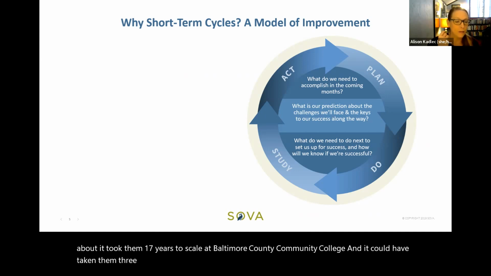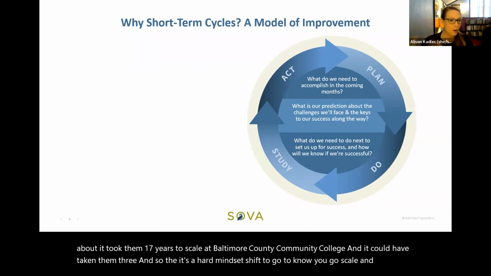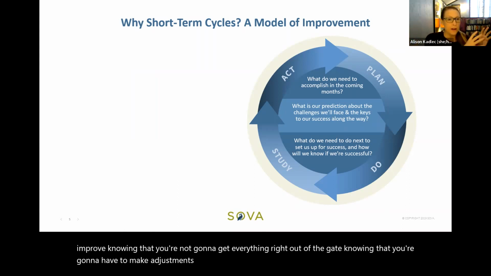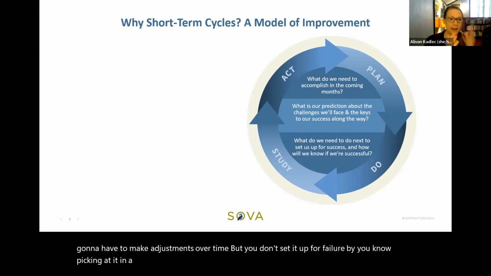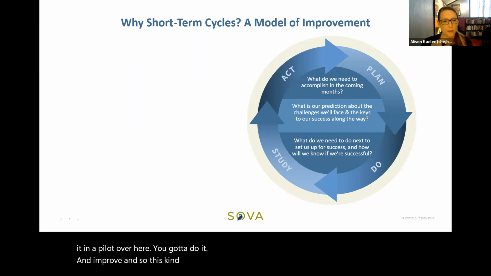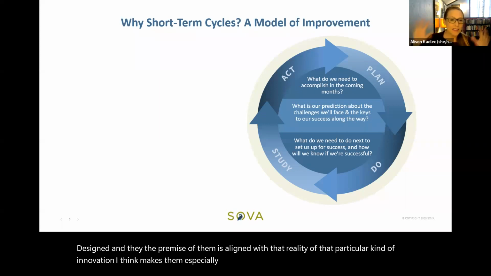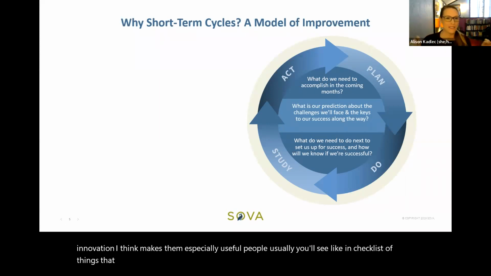And so it's a hard mindset shift to go to, no, you go scale and you improve, knowing that you're not going to get everything right out of the gate, knowing that you're going to have to make adjustments over time, but you don't set it up for failure by picking at it in a pilot over here. You got to do it and improve. And so this kind of approach, where improvement strategies are designed and the premise of them is aligned with that reality of that particular kind of innovation, I think makes them especially useful. You'll see in checklists of things, continuous improvement is always listed at the end as, oh yeah, and then you do that.